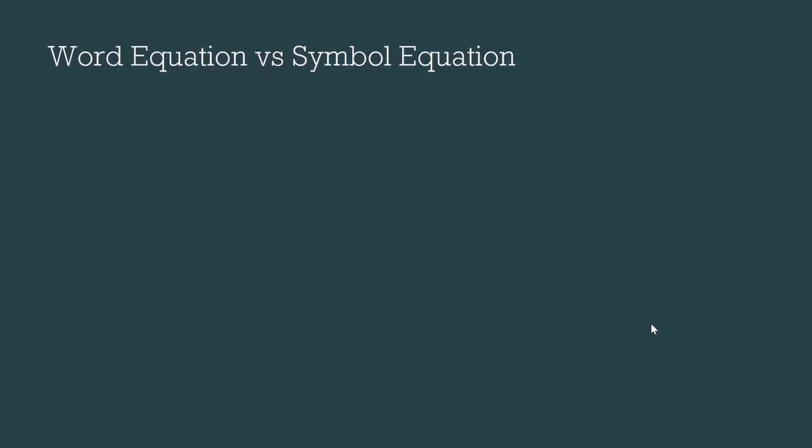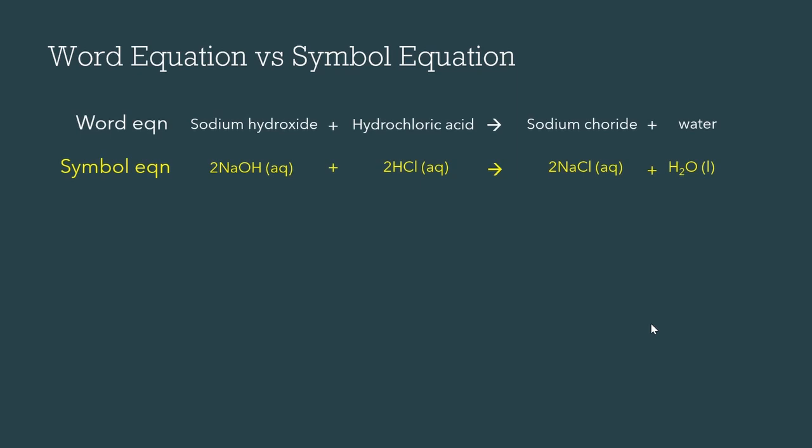And to do this, we'll use the neutralization reaction between sodium hydroxide and hydrochloric acid as an example. Now, these are two ways to represent in writing a real chemical reaction. You can pause the video for a minute and jot down on a piece of paper as many differences as you can find between these two types of equations.